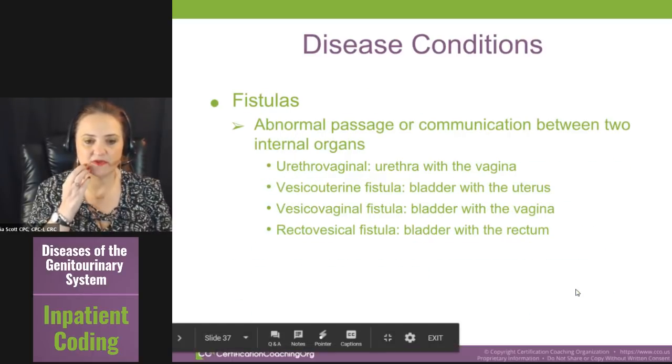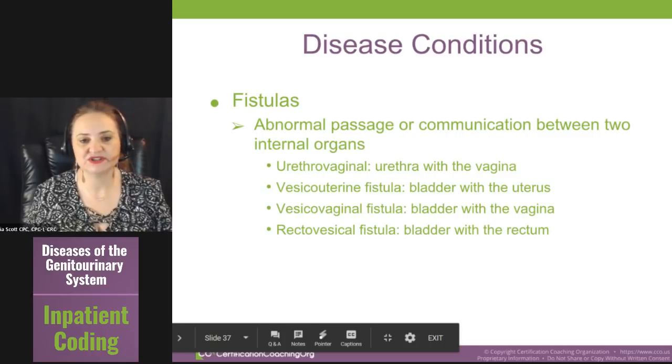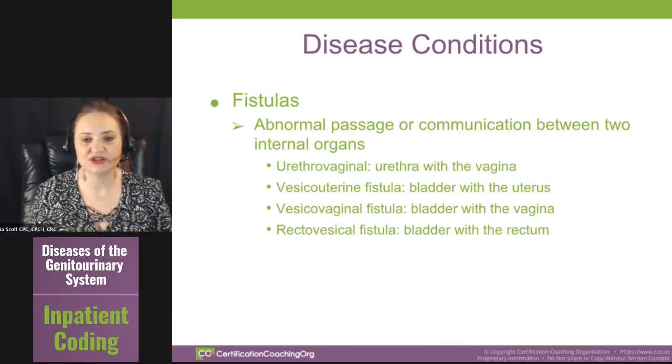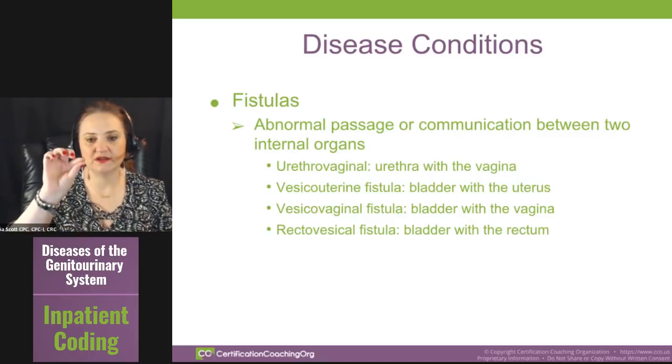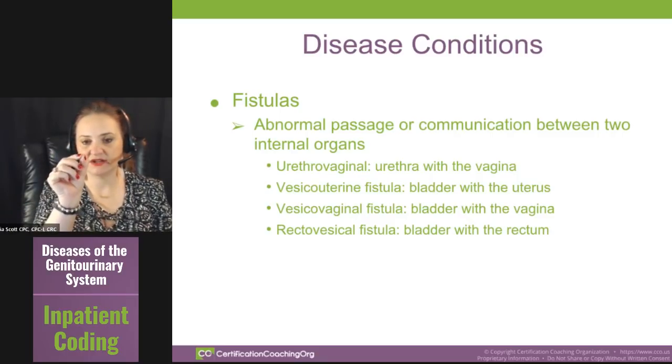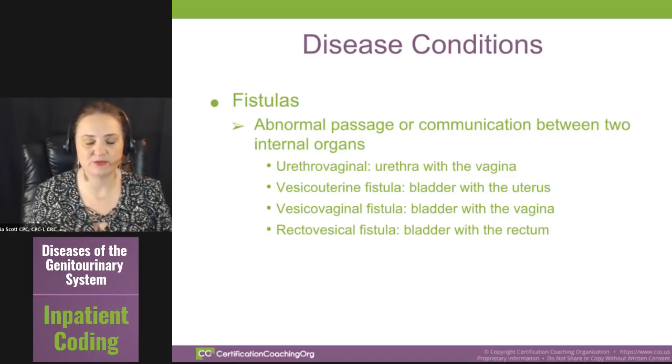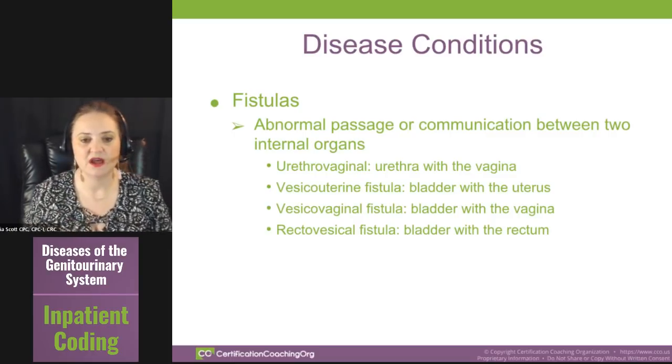Fistulas happen all the time. So that is just an abnormal passage. You've got communication between two organs. So one of them would be urethrovaginal, between the urethra and the vagina, where it hardens and gets an abnormal passage that opens up in there.